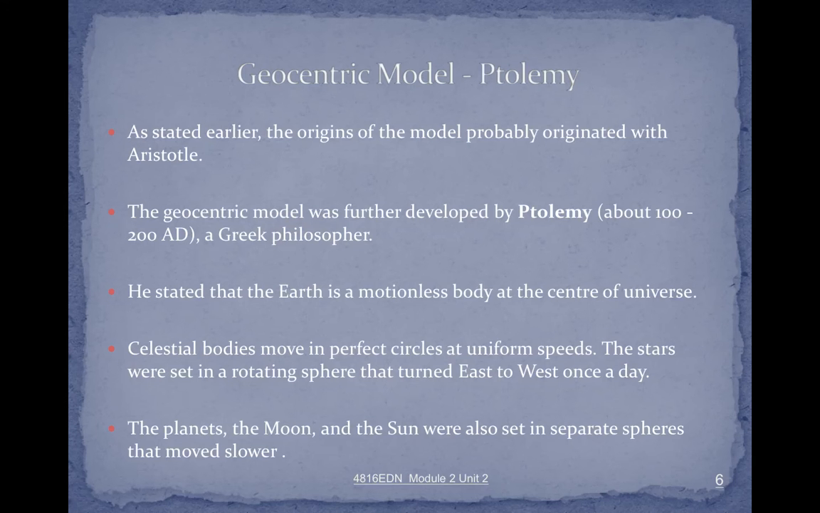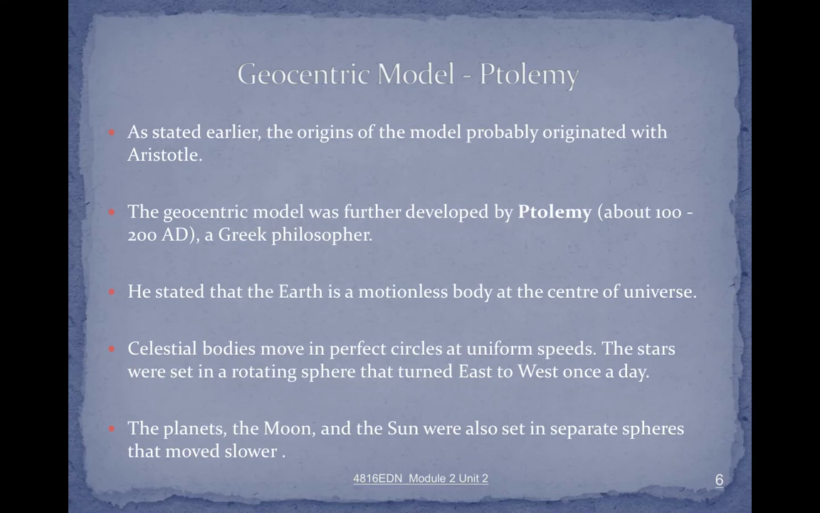associated with this model. So Aristotle first proposed it many, many years ago, but the geocentric model was further developed by Ptolemy, and this was around 100 to 200 years after the death of Christ. He was a Greek philosopher, and our early scientists were referred to as philosophers because the scientific revolution hadn't happened yet. He stated that the Earth is a motionless body at the centre of the universe.